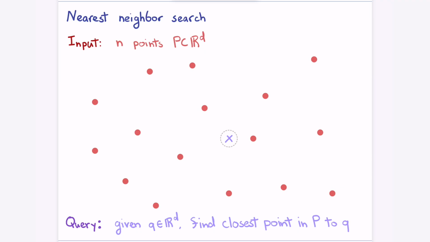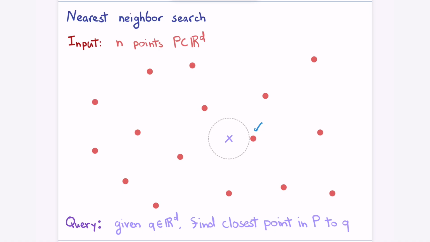So this picture is a little misleading because it looks like it's in 2 dimensions. But in this picture, the closest point looks like this one, right? So I guess we can draw some ball, and there's only one point at the boundary. But again, we're interested in doing this in high dimensions. This is something that actually has a lot of applications.